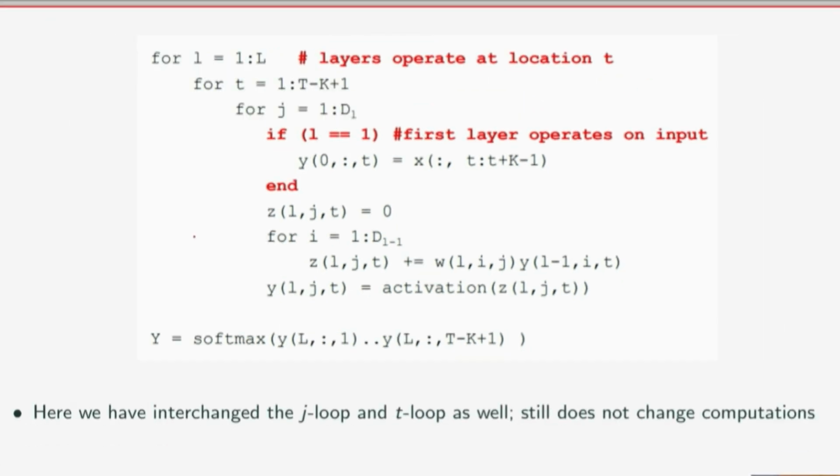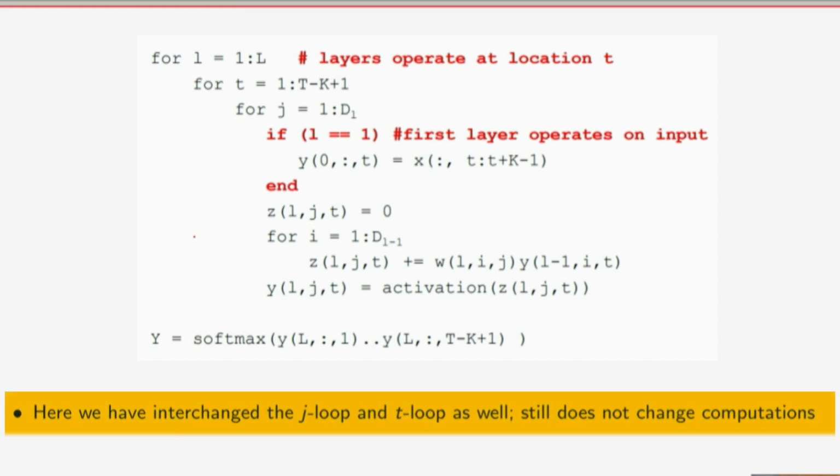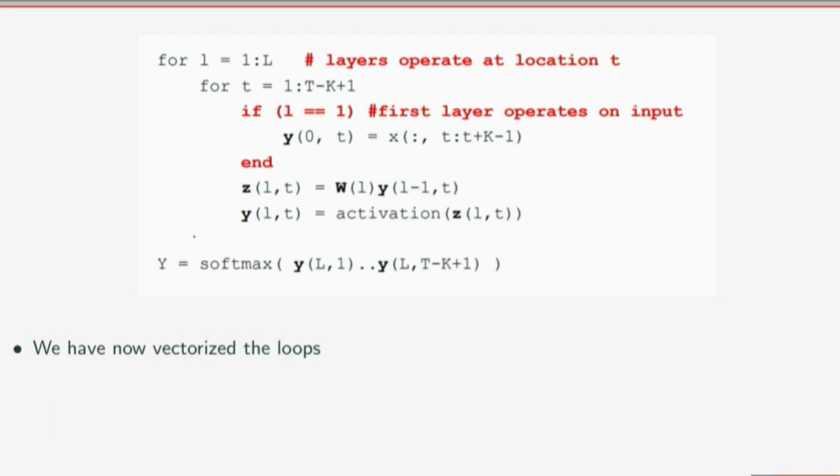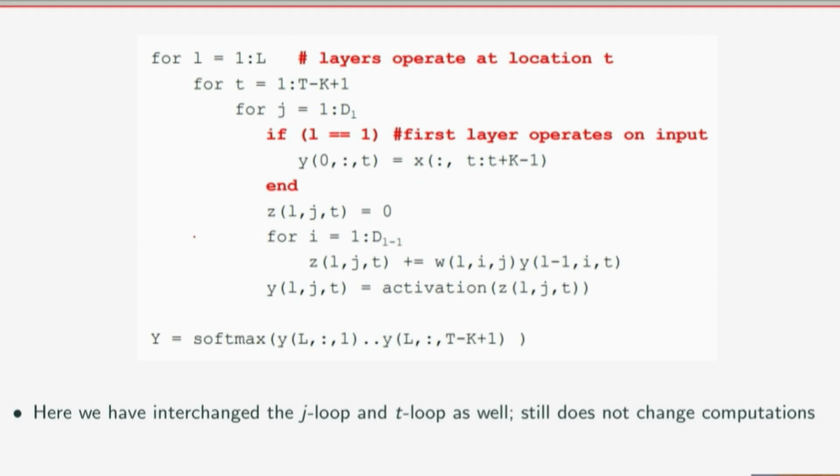This still does not change the computation, and I may leave this as an exercise, that doing this doesn't change the outcome. Now we can vectorize also. What we have vectorized, we had L and T, and now there is one more change: L, T, J. I made the J loop at the bottom now.